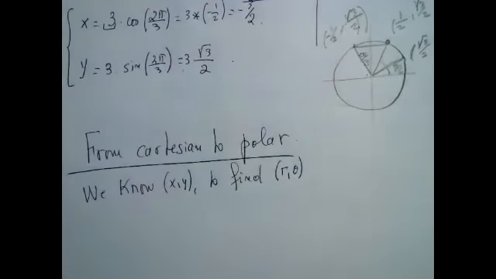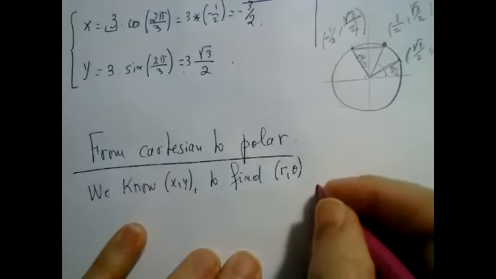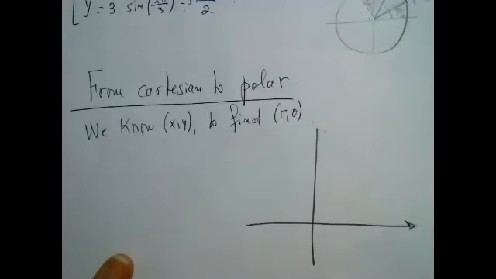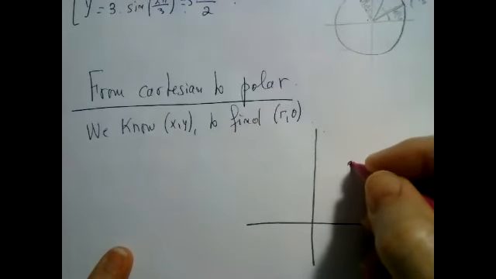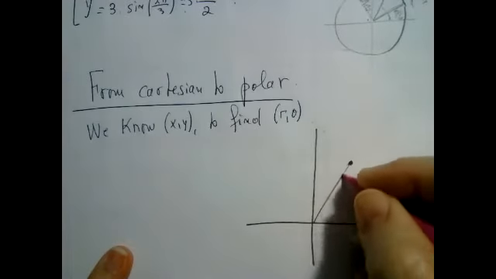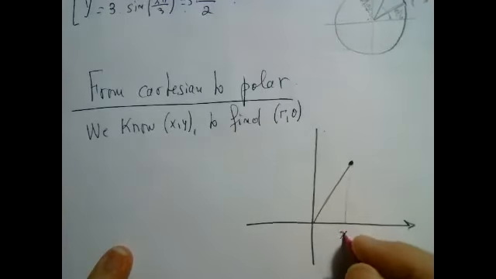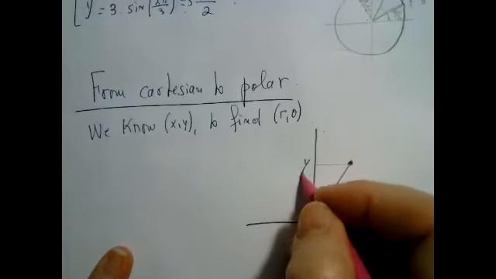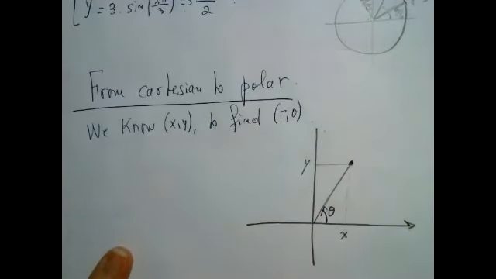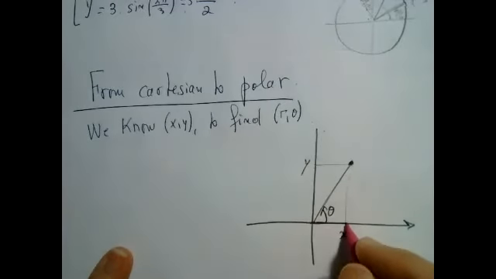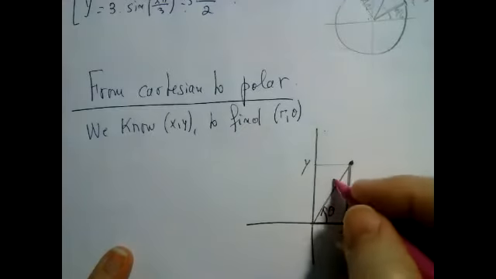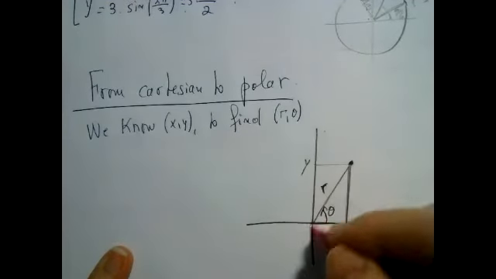Okay, all right. So again, I go back to my picture here. And this is my point. This is my x, and this is my y. And this is my theta. Okay, what do I know? I know x. I know y. I know this and this. I need to find r, and I need to find theta.